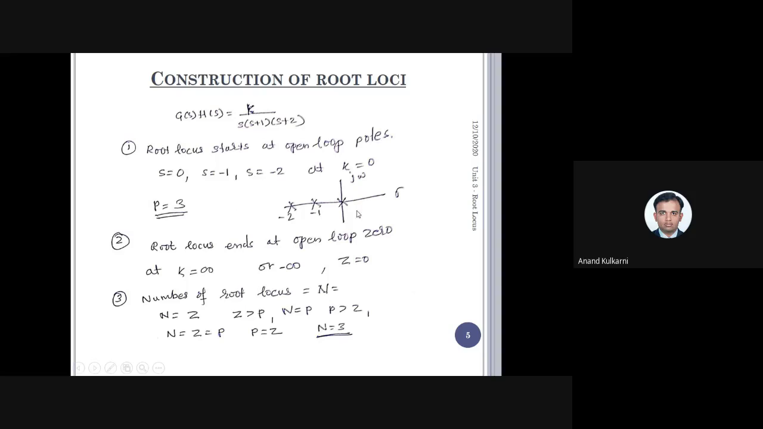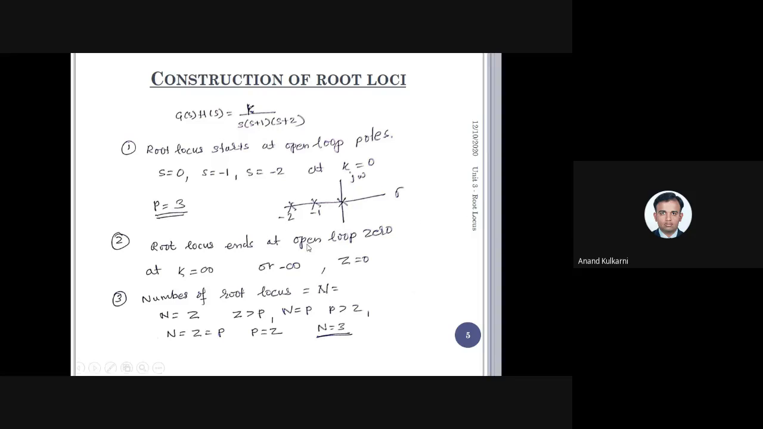I have plotted those poles on the sigma and j omega axis, and one pole is at the origin. Poles are always represented by cross marks, and zeros are represented by an O mark or a 0 mark. So here one cross is there, another cross I have put at minus 1, another cross at minus 2. This is the first rule.